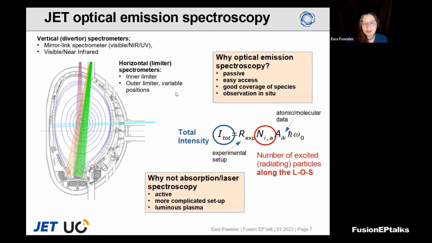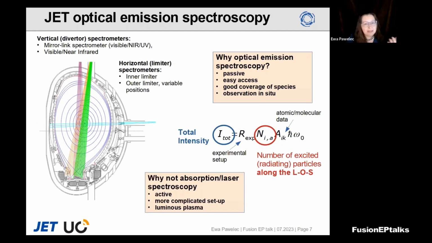Why am I talking here mostly about optical emission spectroscopy in the molecular case? I get this question many times from molecular spectroscopists because they are used to absorption spectroscopy. But doing absorption spectroscopy means that you need to go through the plasma, which isn't easy in a fusion machine. So optical emission spectroscopy is easiest because it's passive, it's relatively easy access.